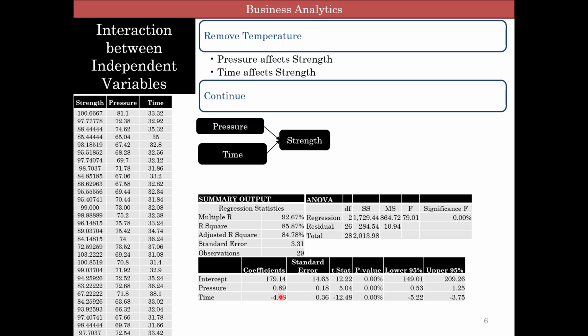So pressure and time. Time is a negative variable. Pressure is a very small coefficient here, and they both affect the strength. Adjusted R squared is 84.78. Now remember, when we used temperature, our adjusted R squared was higher. It was 85 point something percent. So by removing temperature, while we have all the p-values significant, our adjusted R squared, our explanatory value, is actually reduced. So what's going on?